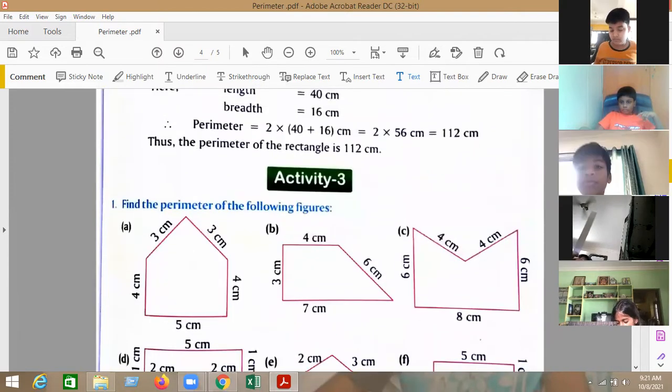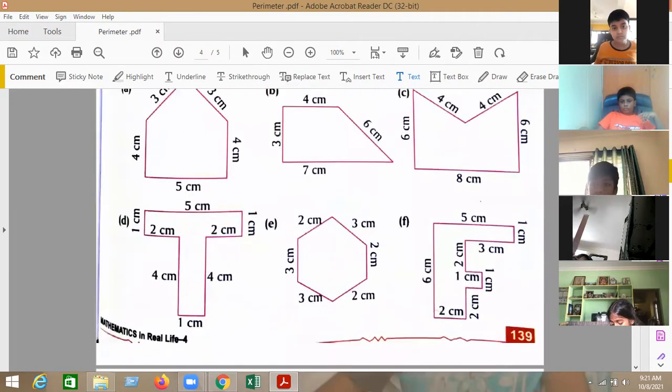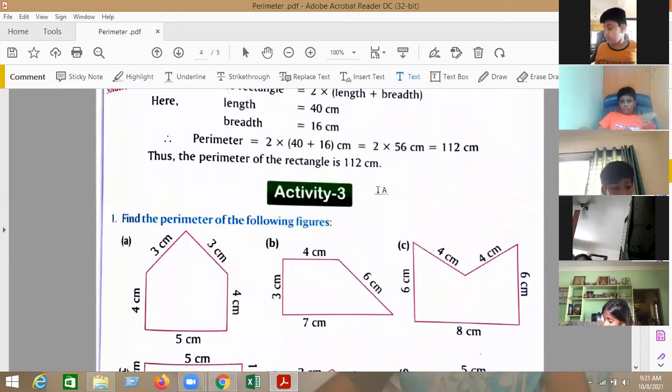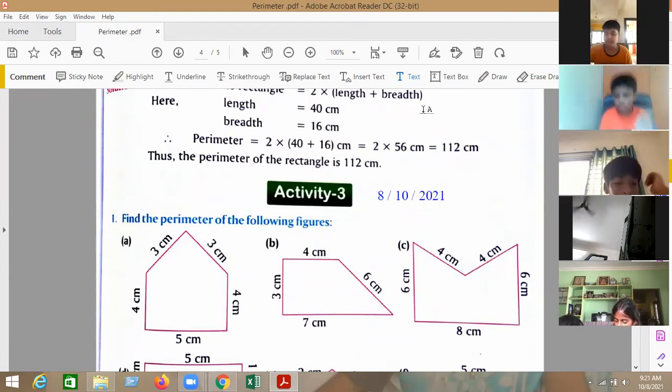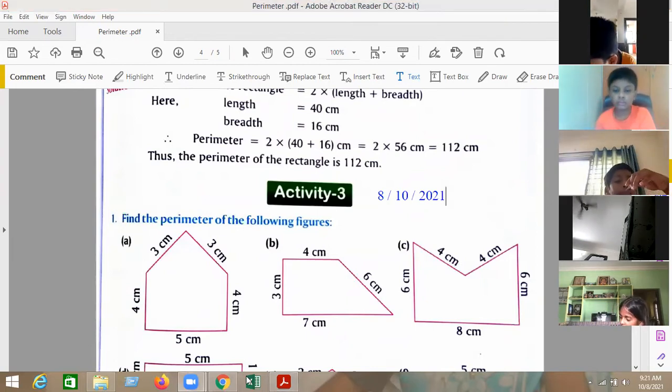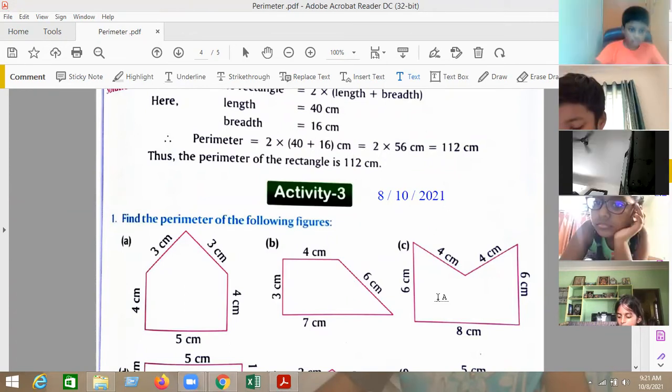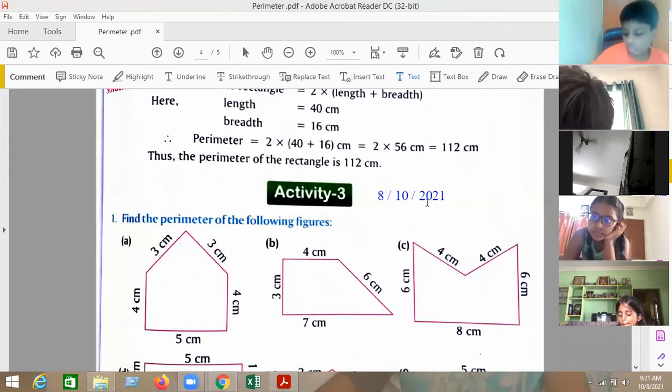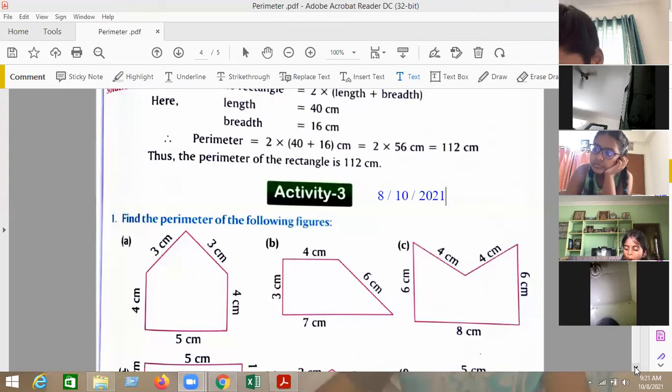Children, now turn to page number 139. Open page number 139 and write down today's date. Activity 3, page number 139. Now we are going to do this activity.